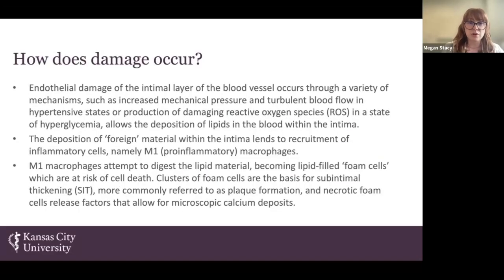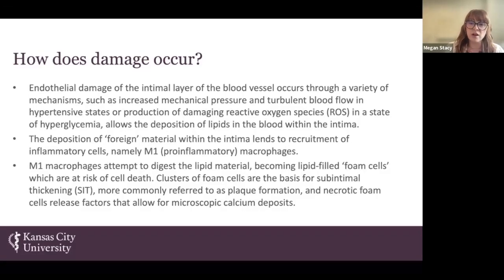So how does damage occur to our blood vessels? Erica elucidated this a little bit, but I'll expand on it. Endothelial damage of the intimal layer occurs through a variety of mechanisms. In a person with high blood pressure, it could be from the increased mechanical pressure or turbulent blood flow. In a person that has hyperglycemia, it could be the damaging reactive oxygen species from that hyperglycemic state. Either way, some sort of damage has occurred to those endothelial cells, and it allows the deposition of lipid particles in our blood within that intima.